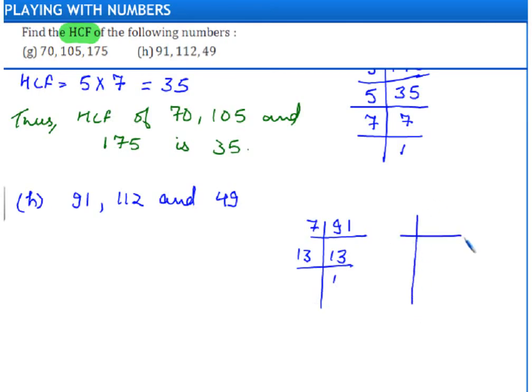Now let us find the factors of 112. 2 is the smallest prime number which divides 112, and 2 into 56 is 112. Again 2 is the smallest prime number which divides 56. 2 into 28 is 56. 2 into 14 is 28, since 2 is the smallest prime number which divides 28. Also 2 into 7 is 14, since 2 is the smallest prime number which divides 14. 7 is a prime number, so 7 ones are 7.